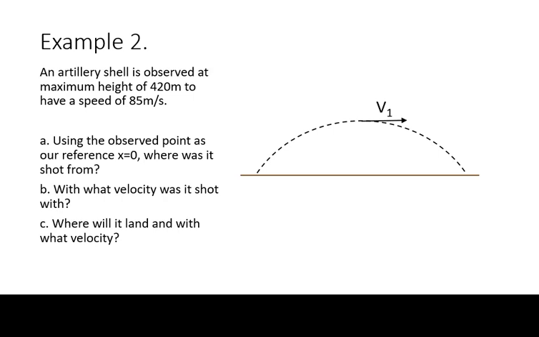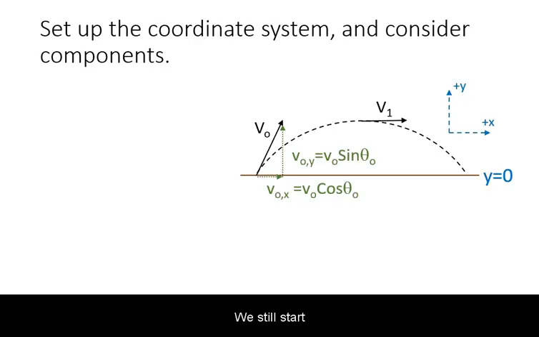Note that the physics is still the same, and hence so are the equations. Because we are given intermediate solutions, we can still use the same equations and just rearrange them algebraically back to the initial conditions. We still start by setting up the coordinate system, and this time keep the components of the initial velocity symbolic.